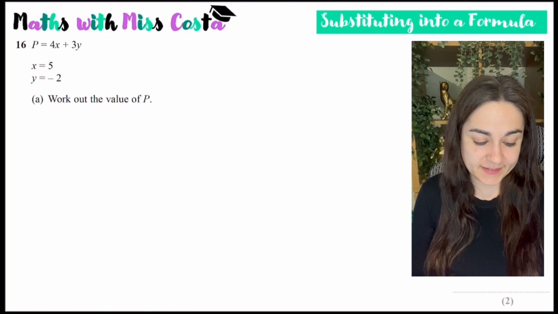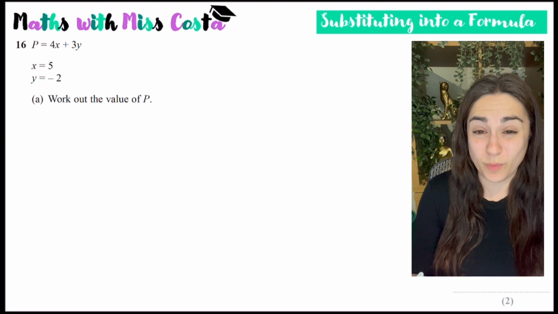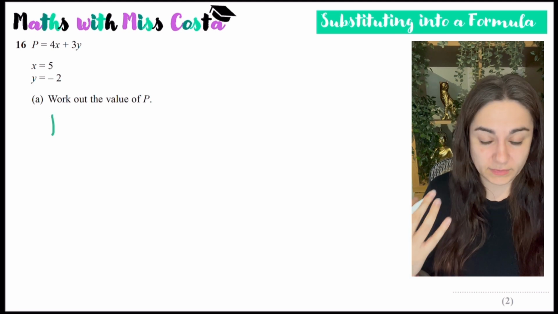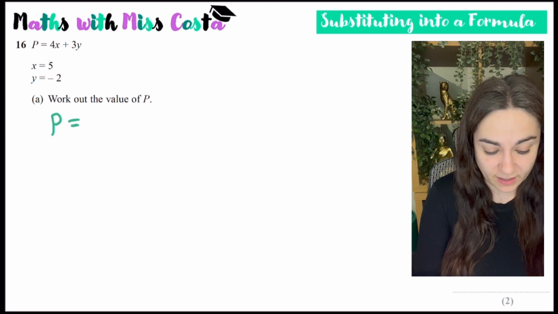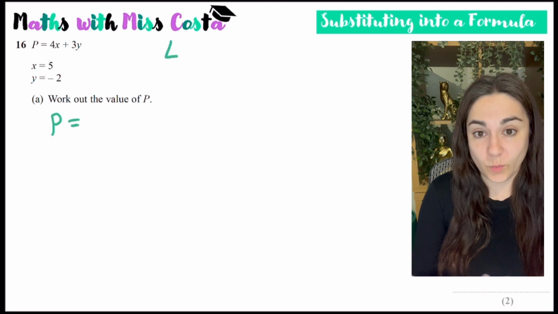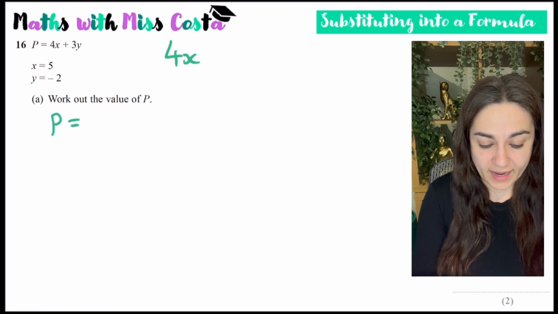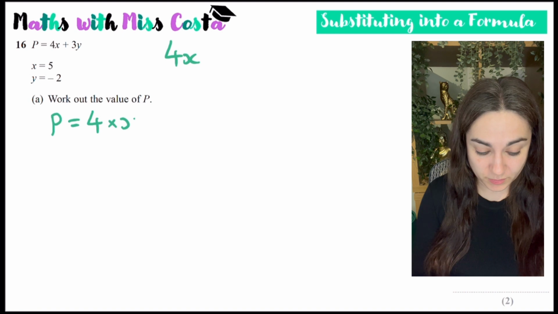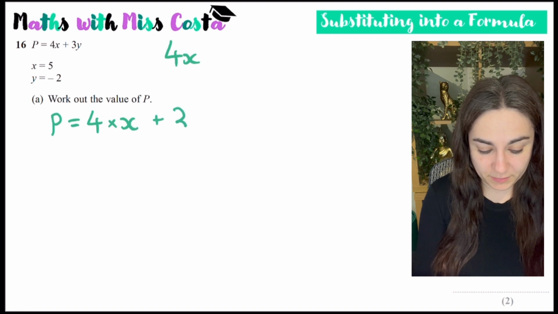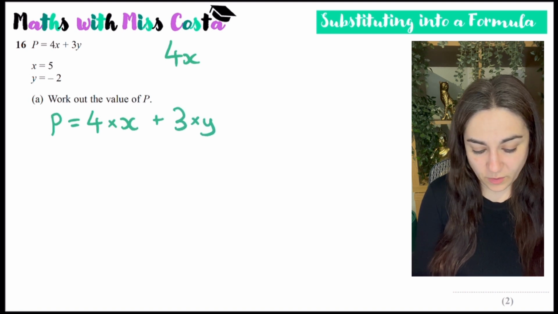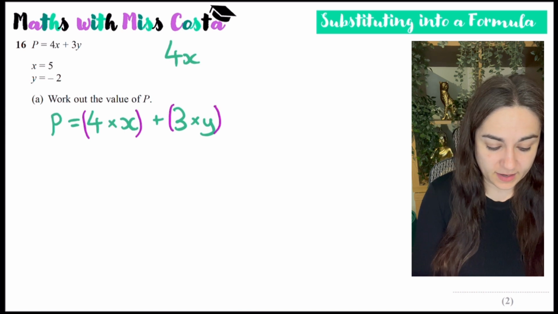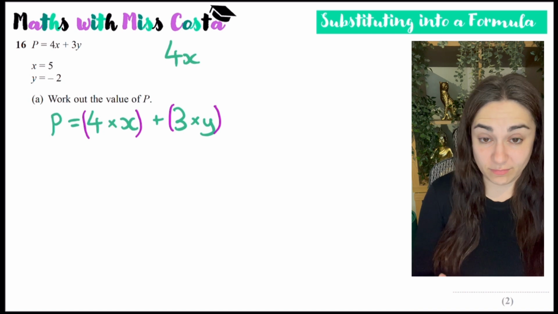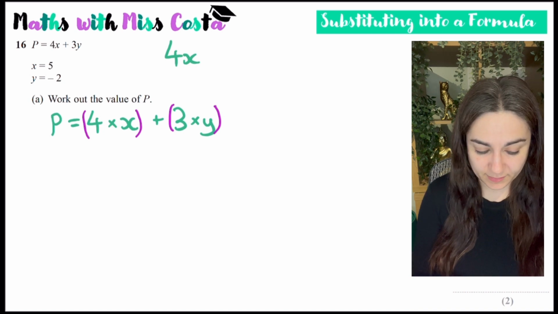Okay, now here in this question, I am substituting into a formula, and it's a bit of a tricky one because I've got negatives. So the best thing to do when you're substituting into a formula is just ask yourself, what does the formula actually mean? What does the algebra mean? So 4x, when a letter and a number are next to each other, it means they're being multiplied. So 4x means 4 times by x, and then 3y means 3 times by y. I can just put that in brackets because that just means that I do 4 times x first, then I add 3 times y to it.